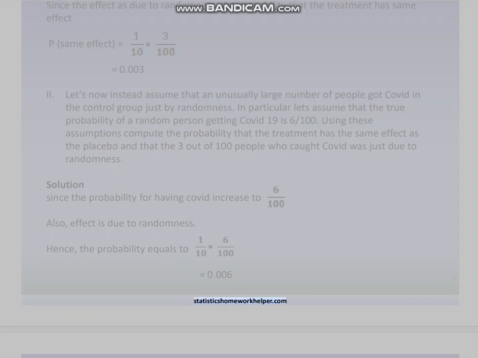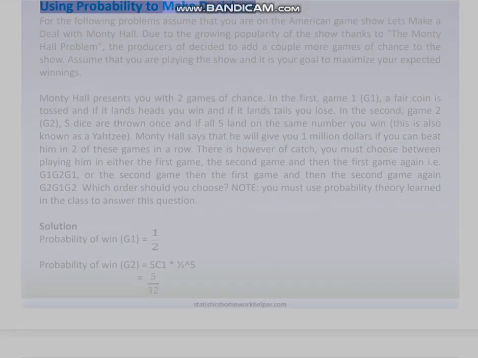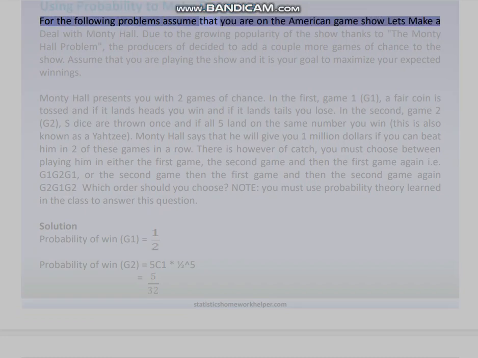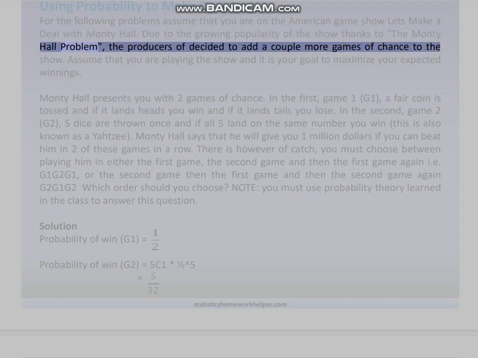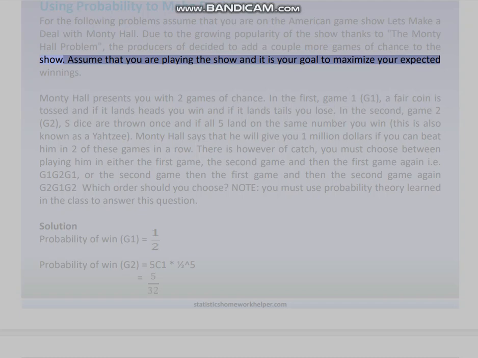Using probability to make decisions. For the following problems, assume that you are on the American game show Let's Make a Deal with Monty Hall. Due to the growing popularity of the show thanks to the Monty Hall problem, the producers have decided to add a couple more games of chance to the show. Assume that you are playing the show and it is your goal to maximize your expected winnings.